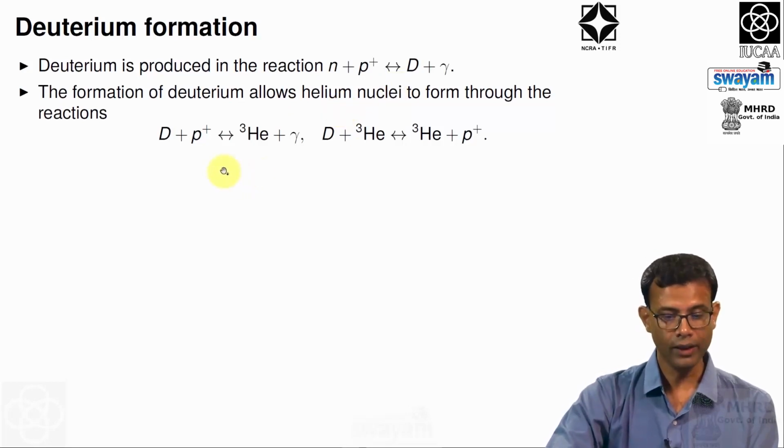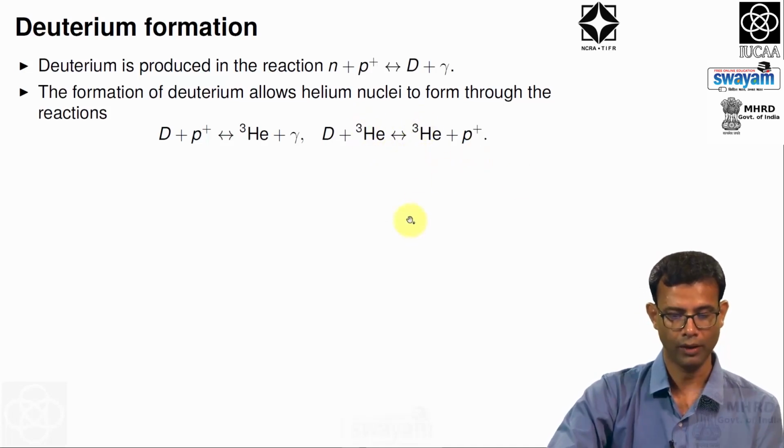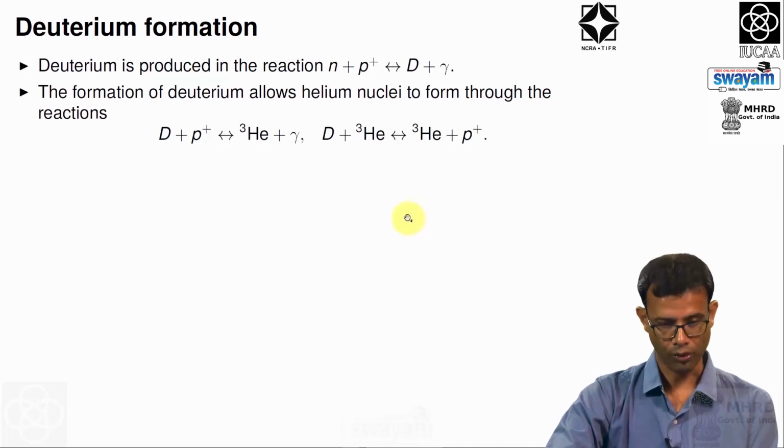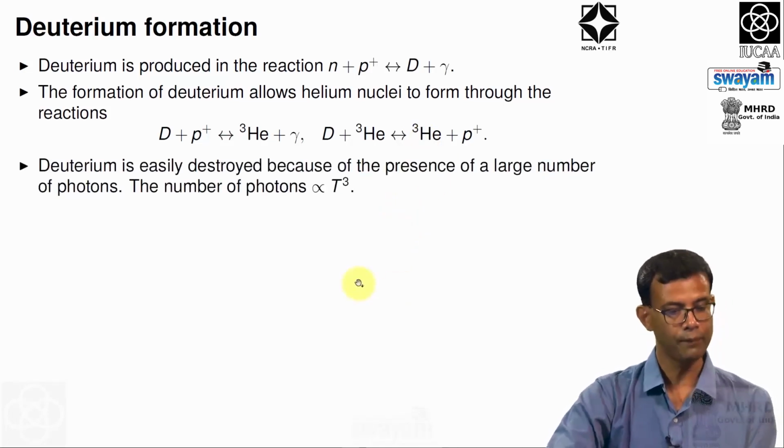So, to form helium nuclei, you need deuterium, and that is essentially shown by these reactions. Deuterium plus a proton will form helium-3 and photons, and then deuterium will come and couple with helium-3 and will form helium-4, and then will give away that proton. Okay. So, this is helium-4, by the way, this is a typo again here.